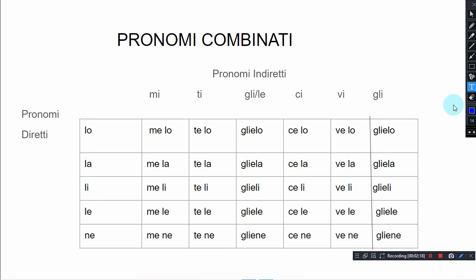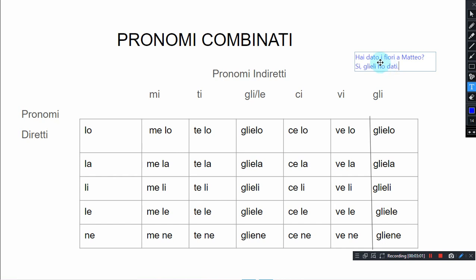such as this sentence, for instance. Hai dato i fiori a Matteo? Sì, glieli ho dati. Here, i fiori, in order to use the right pronoun for the word i fiori, we use li. And for Matteo, we use glie with the GLI.